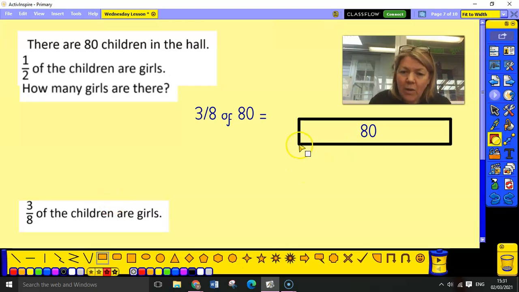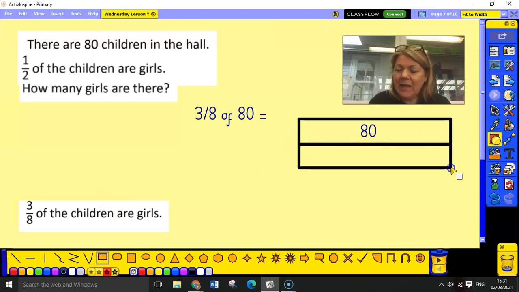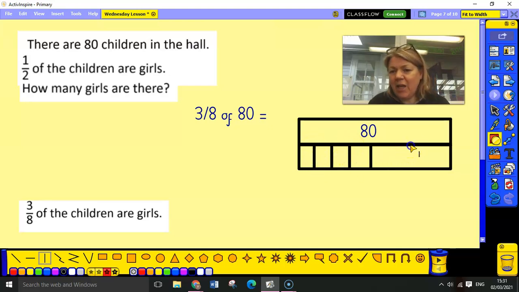Okay, so let's draw our other bar underneath. Now this time our bar doesn't need to be split into 2 equal parts. We're looking at that denominator. It needs to be split into 8 equal parts. It's quite tricky to do that on here. So I'm going to split it into half. If I split each half again, those are going to be quarters. Then if I split each quarter, hopefully they're going to be 8s. They're kind of even, equal, equivalent, the same as.